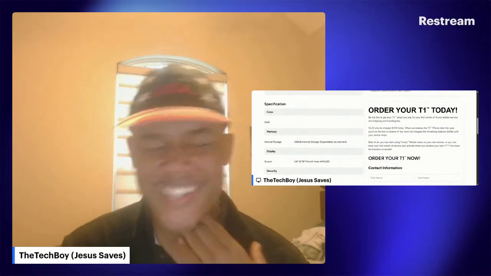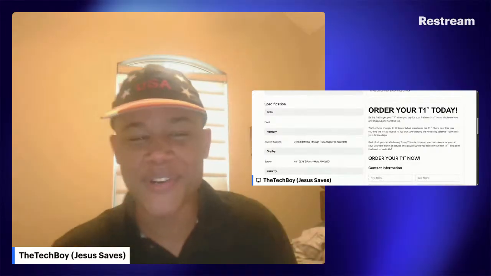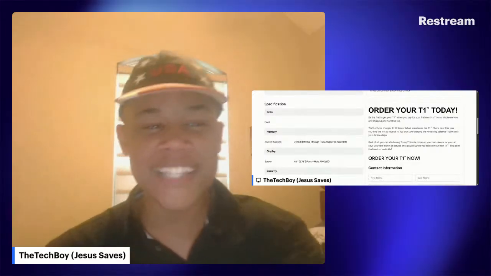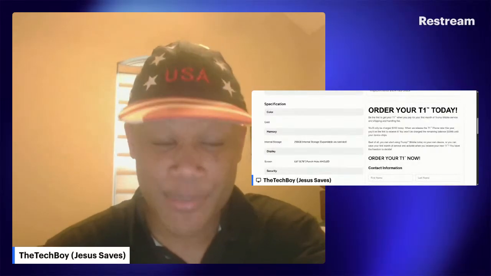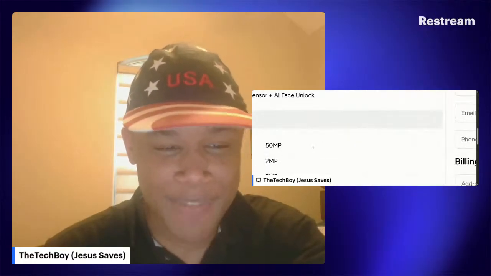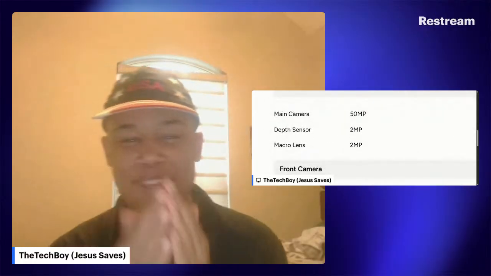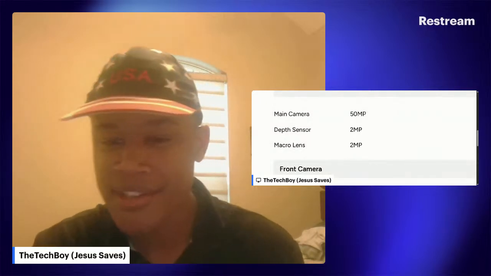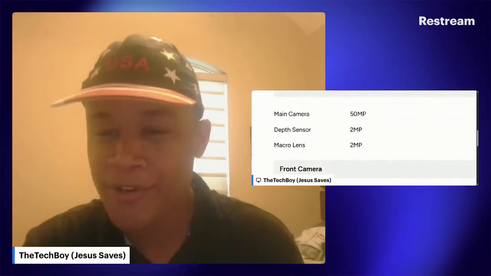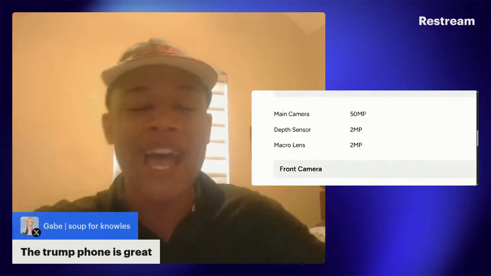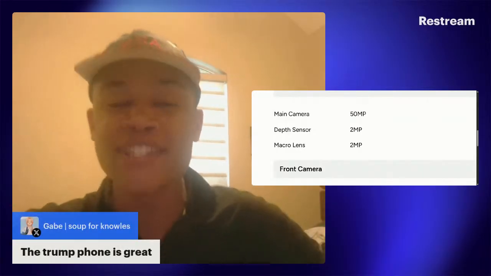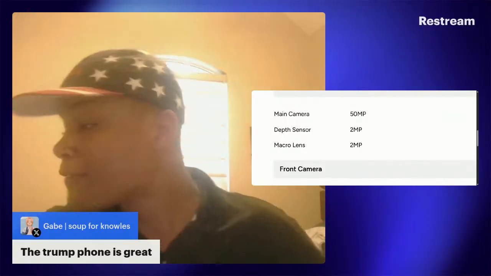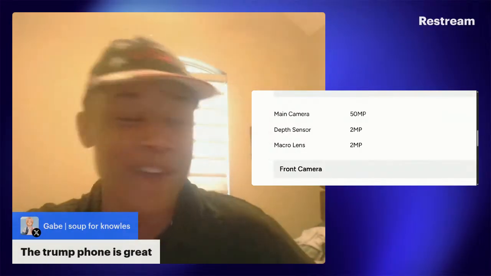And you got like 256 gigabytes of storage. They do not tell you what the chip is, and it's abysmal. And look at these camera specs: 50 megapixel, and essentially the other two cameras might as well just be garbage cans. The Trump phone is not a good deal. No one should buy this phone. For $500, do not buy that phone.